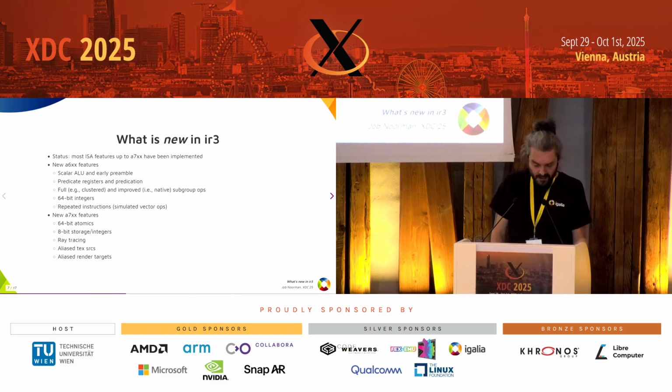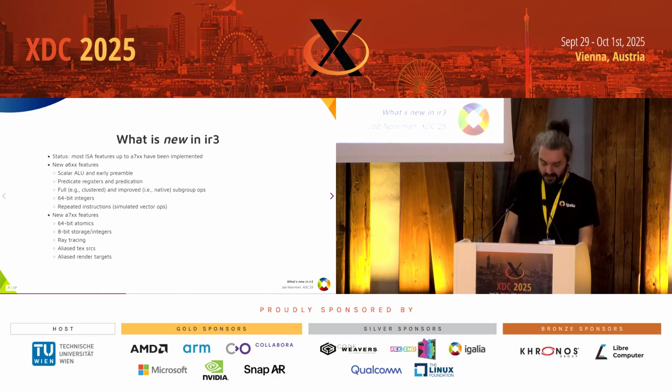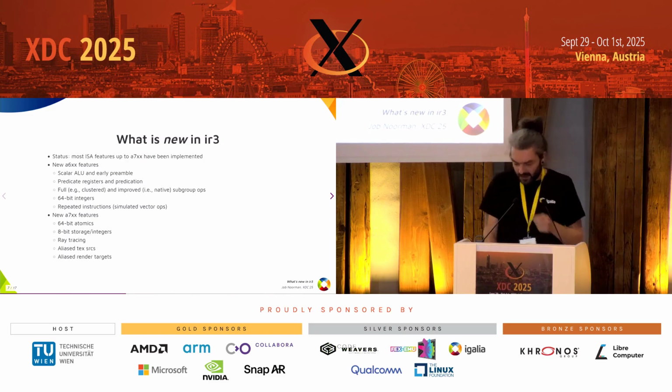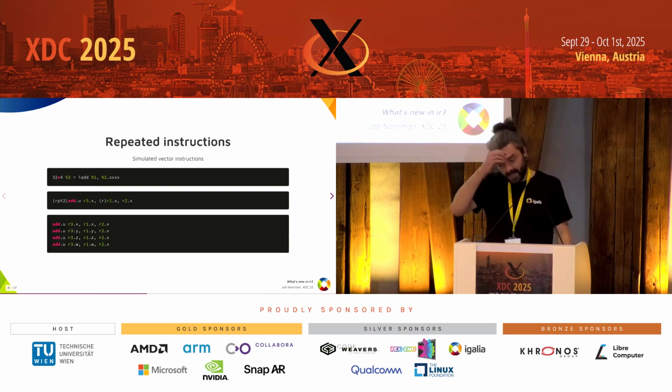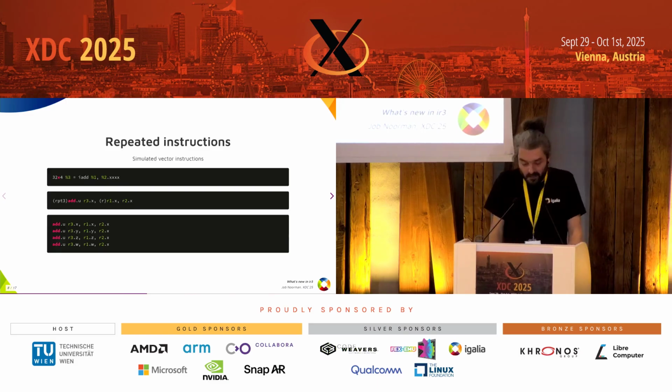Then, in terms of the newest generation A700 features, some of my colleagues at Igalia added support for 64-bit atomics and 8-bit storage and integers. Connor added support for ray tracing, which he just mentioned is actually ray query, not ray tracing, but I don't know the difference. One of the things that I added was support for alias texture sources and alias render targets, and that's also one of the features I want to explore a bit further in the next slide. But let's first go to repeated instructions.